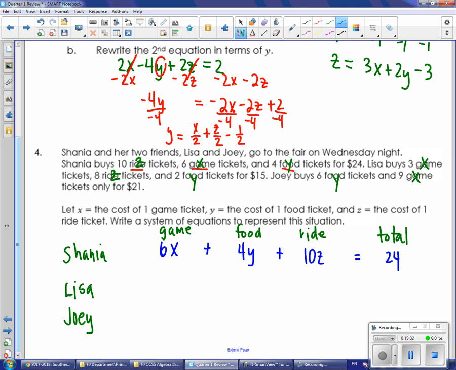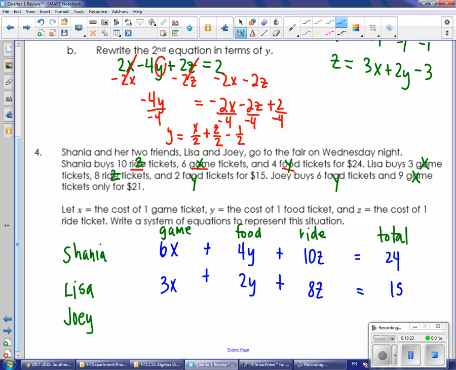When I'm thinking about Lisa, she buys 3 game tickets, so that's going to be 3X. 8 ride tickets, that's Z, so 8Z. And 2 food tickets, that's Y. And again, she's adding all of those things up, and it says that she spent $15.